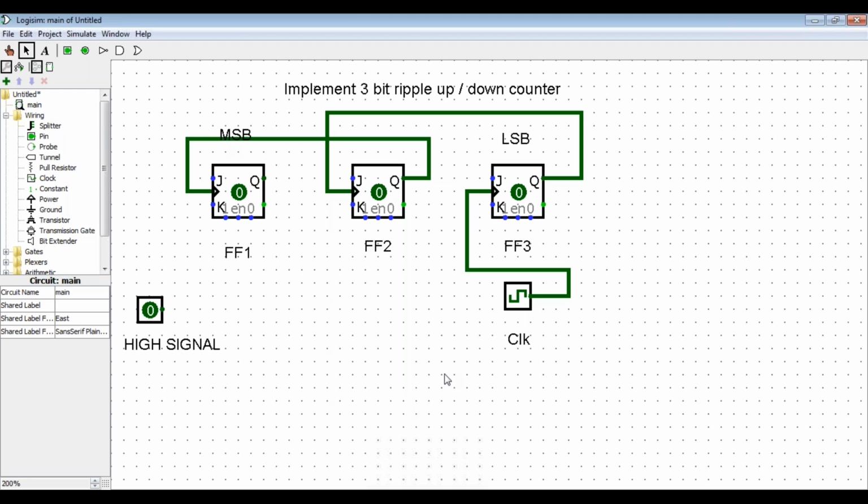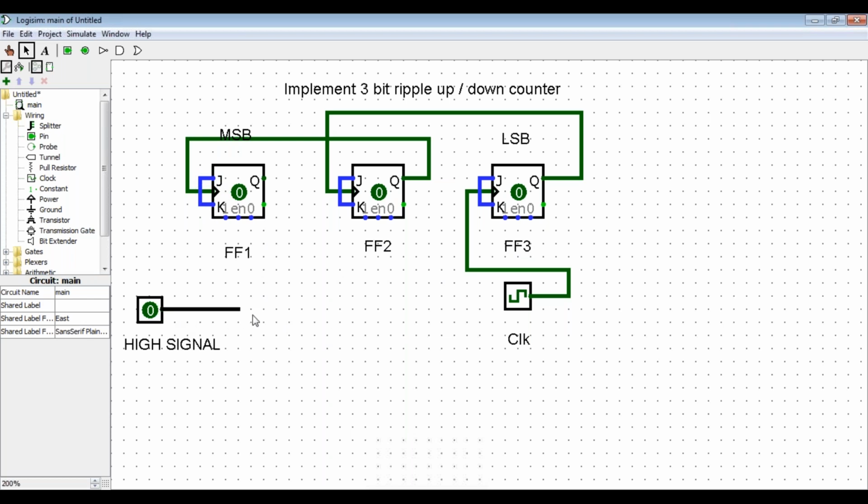Next, we want to short the input terminals, I mean J and K. In all the flip-flops you want to make a short circuit of your J and K. So J and K of flip-flop 1, flip-flop 2, flip-flop 3, you want to interconnect.